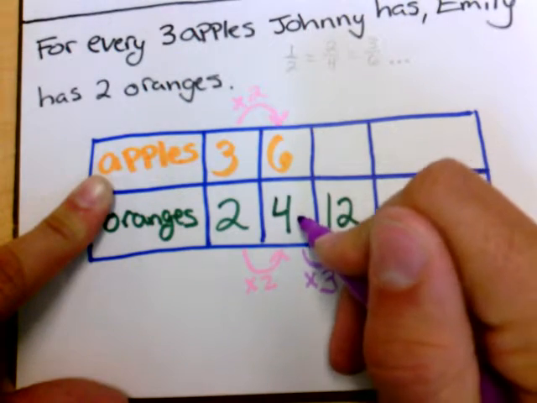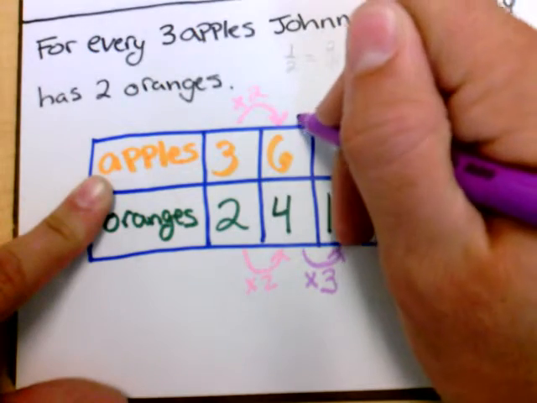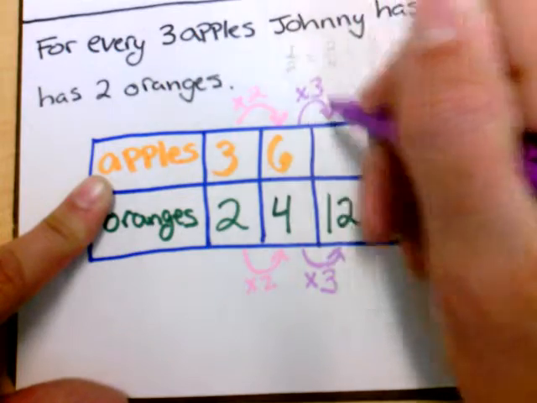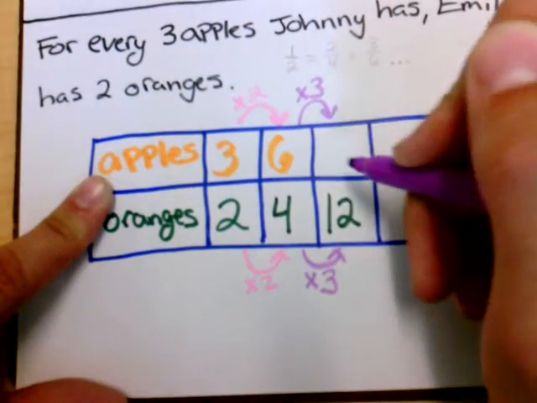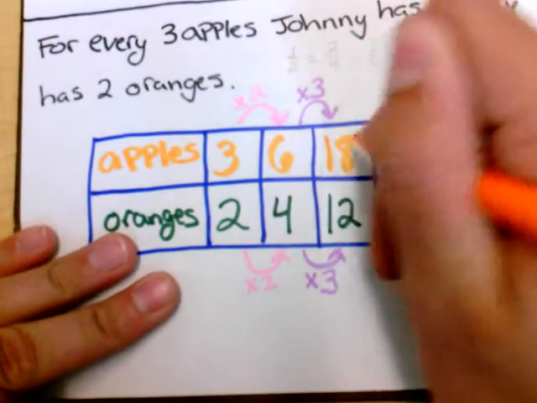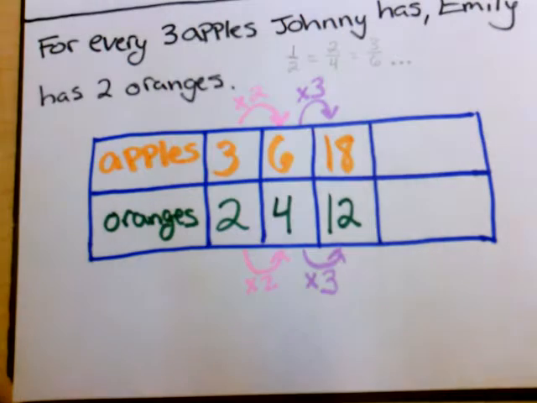The golden rule again: multiplied on the bottom, I have to multiply on the top by the same number, 3. 6 times 3 then gives me 18. And I write it in that box. And so on. So I keep on going like this for all of my numbers.